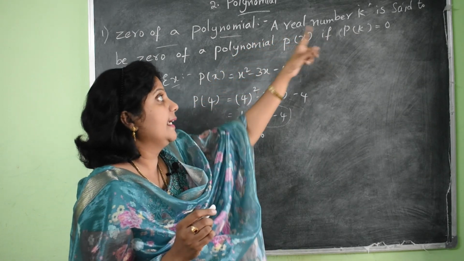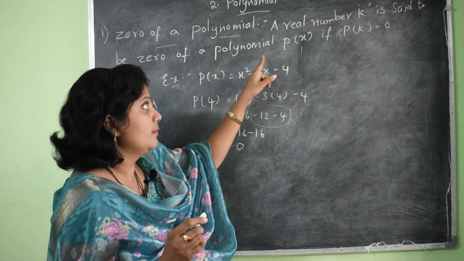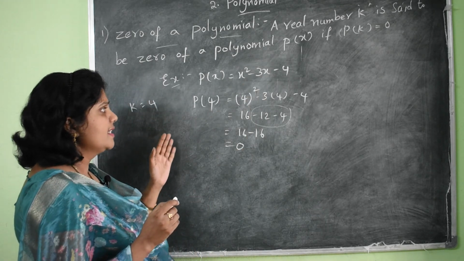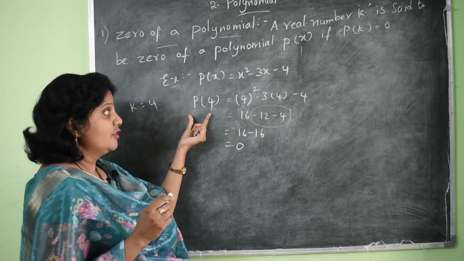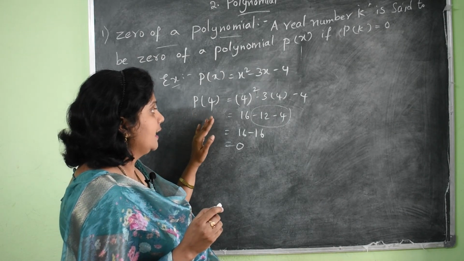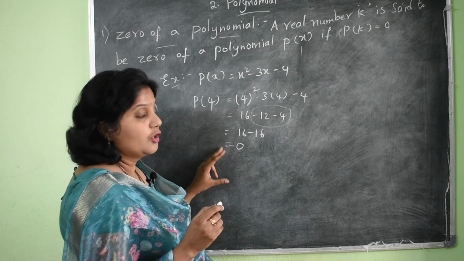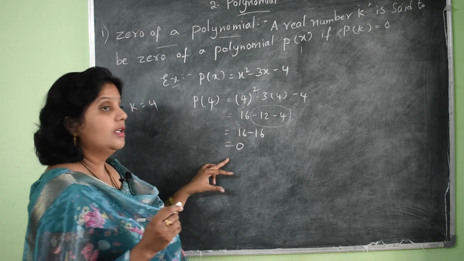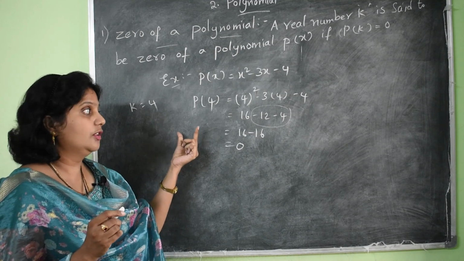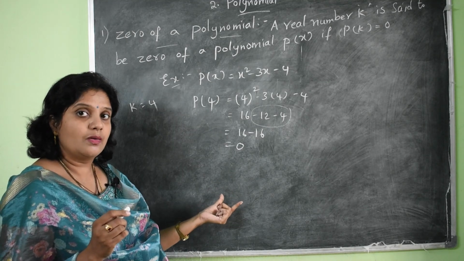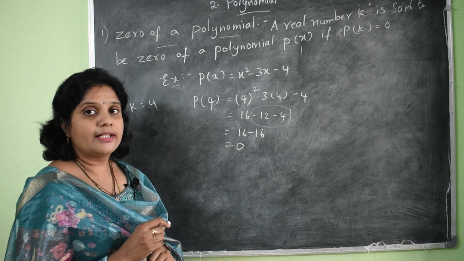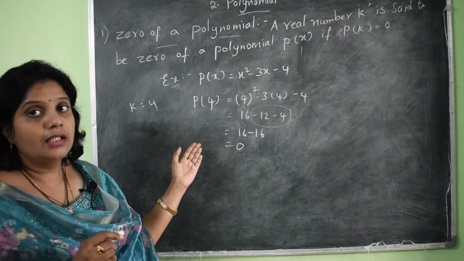A real number k is said to be a zero of a polynomial p of x if p of k equal to 0. Means if I am taking k value as 4, then what happens? The polynomial is becoming 0. So for that value of k, that is k is equal to 4, the value of the polynomial is 0. Then we can say that k is the zero of that polynomial. Now we understood? k is the zero of the polynomial.